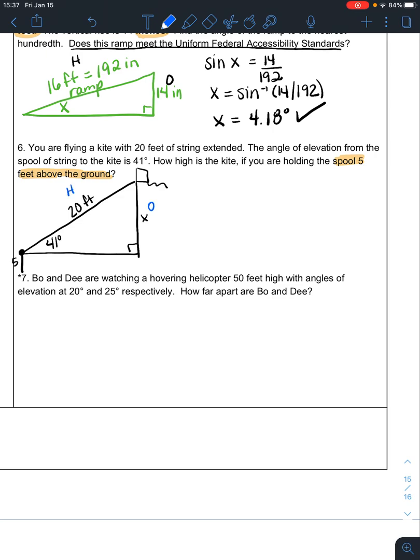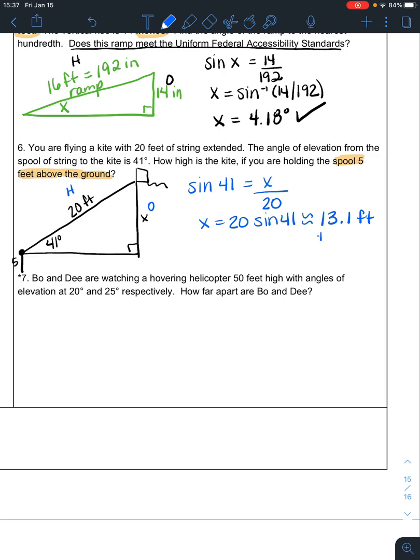This is the opposite side and the hypotenuse, so that's going to be sine. So you have the sine of your 41-degree angle is your opposite side divided by your hypotenuse. So you would multiply both sides by 20. So x is equal to 20 times the sine of 41, which is approximately 13.1 feet.